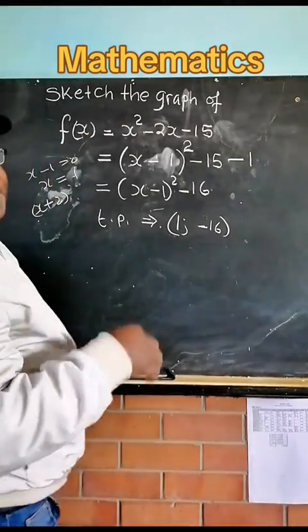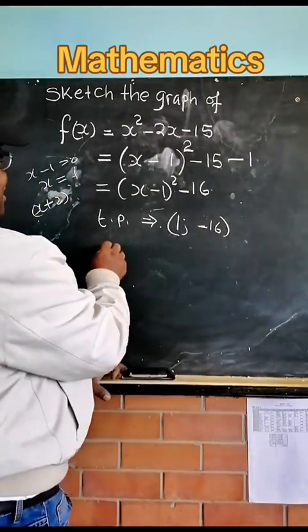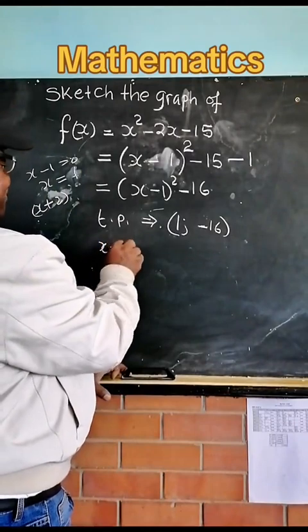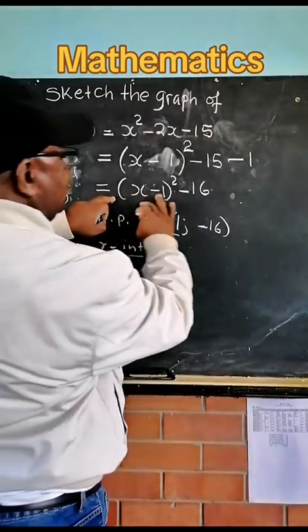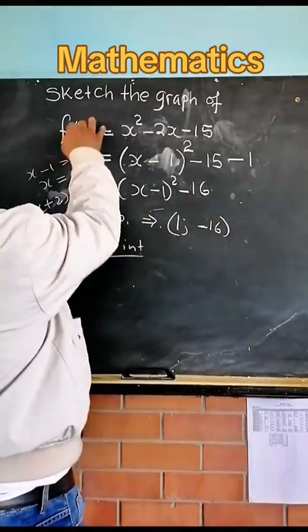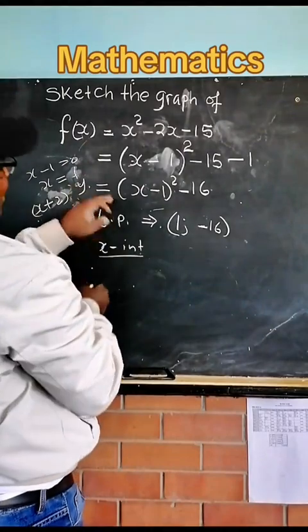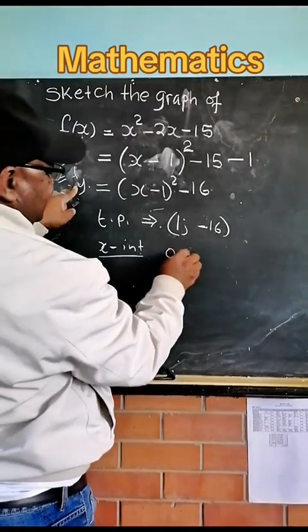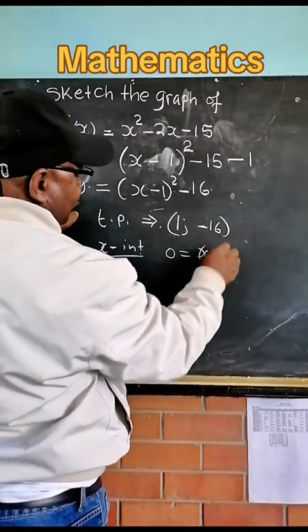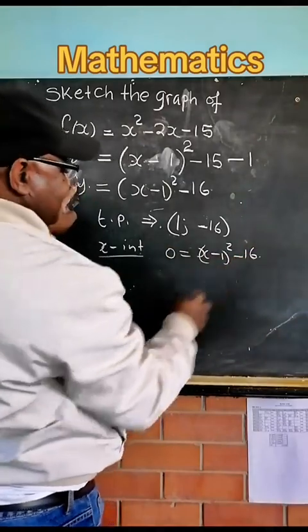Then let me find my x-intercepts. So for x-intercepts, I'm going to let this whole expression be equal to 0. This is the value of y, remember? So at the x-axis, y is 0. So I'm going to say 0 is equal to x minus 1 squared minus 16.